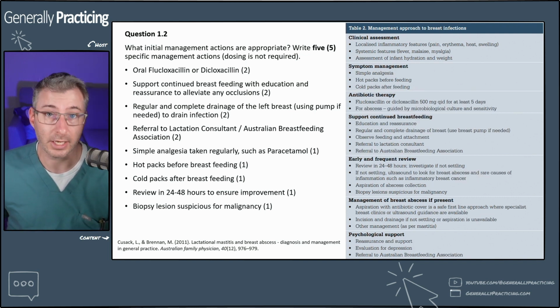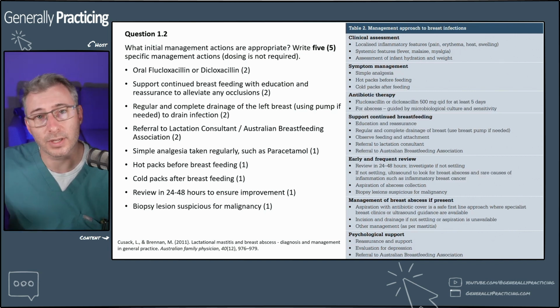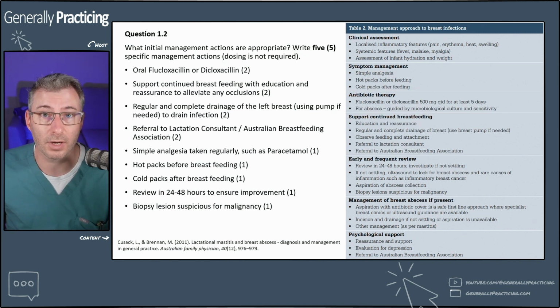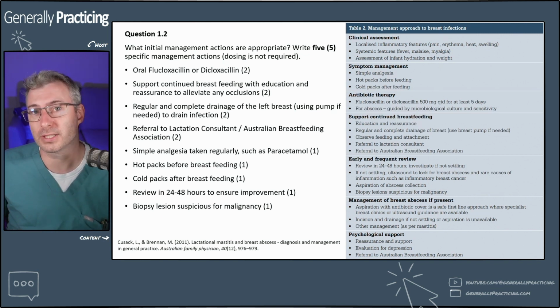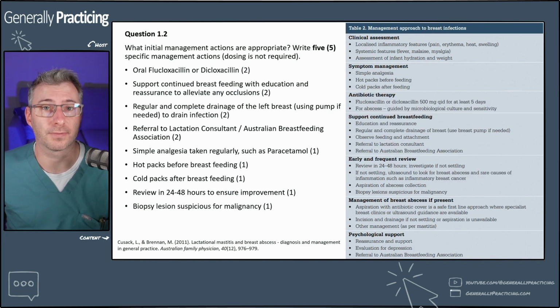Simple analgesia taken regularly, such as paracetamol. I think it's always good to suggest one option. Again, in this situation, dosing's not required. Hot packs before breastfeeding, cold packs after breastfeeding. Now, it's tempting here to try and lump these together as the one response. However, it's probably veering into overcoding. You're probably better to have them separated. And in the actual exam, I'd probably only use one of these responses, just in case they would consider it within the same category. Of course, you want to organise a review of this patient.